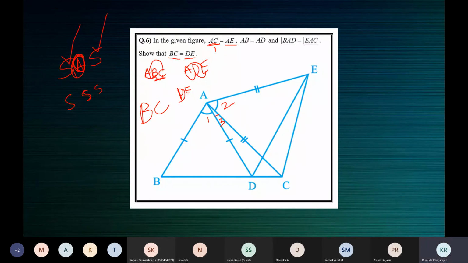We already have two pairs of equalities of the sides. The third one is BC and DE, but we don't know if BC is equal to DE. That's not given, and you can in no way prove that BC is equal to DE. We don't have a reason to say that they are equal. So you're forced to use the SAS rule.